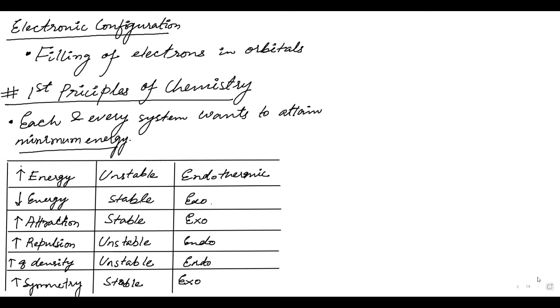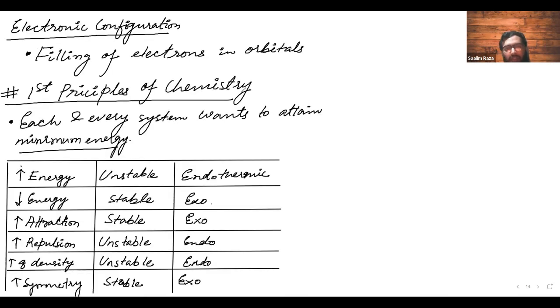Now, if you want to fill electrons, then what do you think? Where will the electron want to go? In the lowest possible energy state. That is the Aufbau principle. See, what is this? This is also a principle, and what I have written here is the first principles of chemistry.